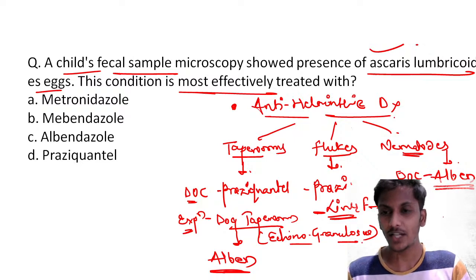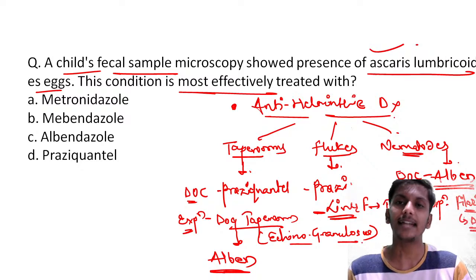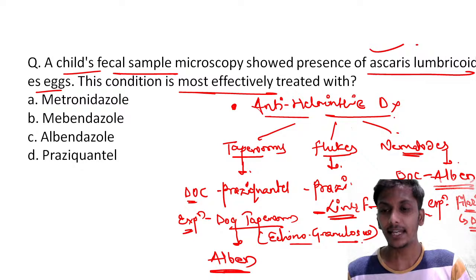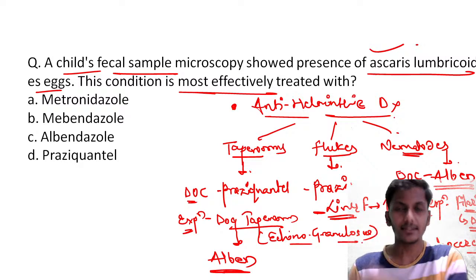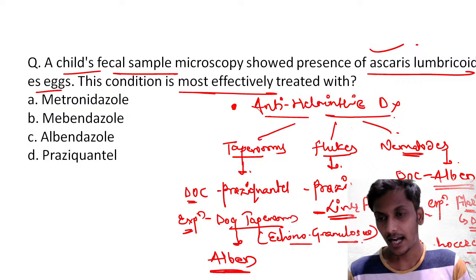And what is the exception? There are two important exceptions to be remembered. First is filariasis, that is elephantiasis, for which the drug of choice is DEC, that is diethyl carbamazine. And second is onchocerciasis, also known as river blindness. In onchocerciasis, the drug of choice is ivermectin. Also for strongyloides infection, it is ivermectin.